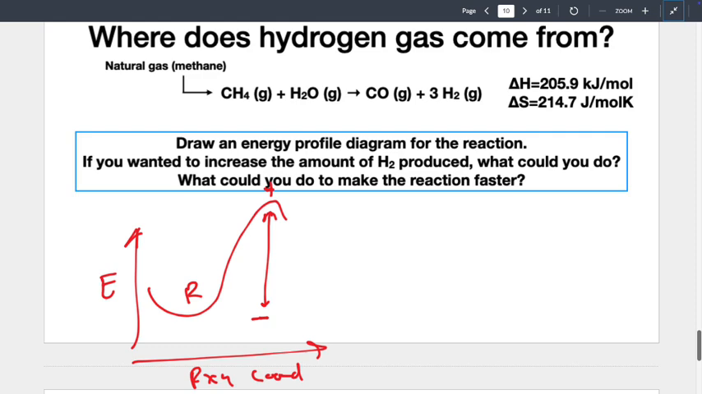After that, you now have follow-up questions. If you want to increase the amount of hydrogen produced, what could you do? What could you do to make the reaction faster? Again, blue box, you should start working on your tables, talk to each other, see if you can come up with some kind of conclusion about those, and I will try and wander.